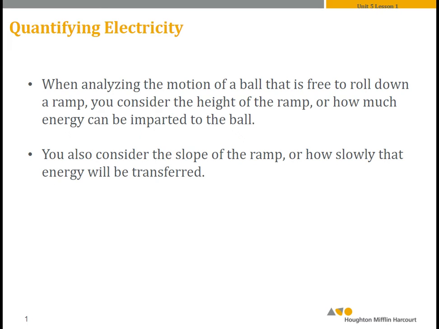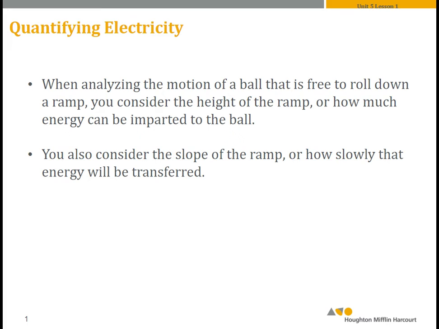If you want to know how fast the ball accelerates down the ramp, you would have to consider the slope of the ramp. How steep is it? Is it a very steep slope or a very gentle slope? And that would tell you how quickly or how slowly the energy would be transferred.